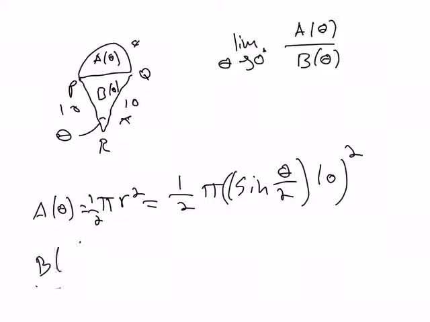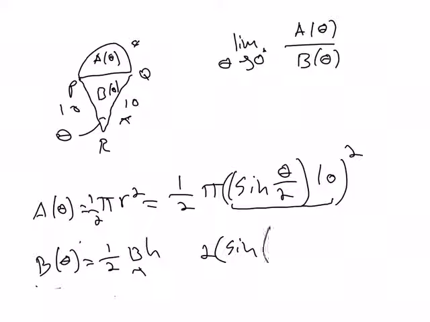So B can be written in terms of half of the base of the triangle times its height. So what's the base of the triangle? Well, we already figured that out. This is half of the base. So the entire base is 2 times sine of the angle over 2 times 10. And now, that's the base, and we are dividing by this 2. So that gives us that. And what's the height? Well, the height is this.